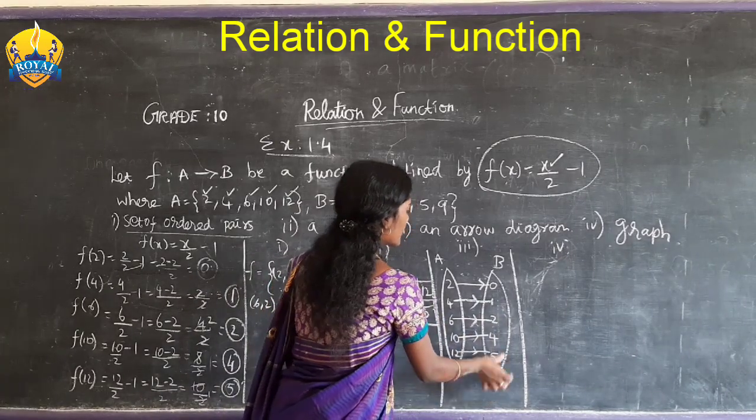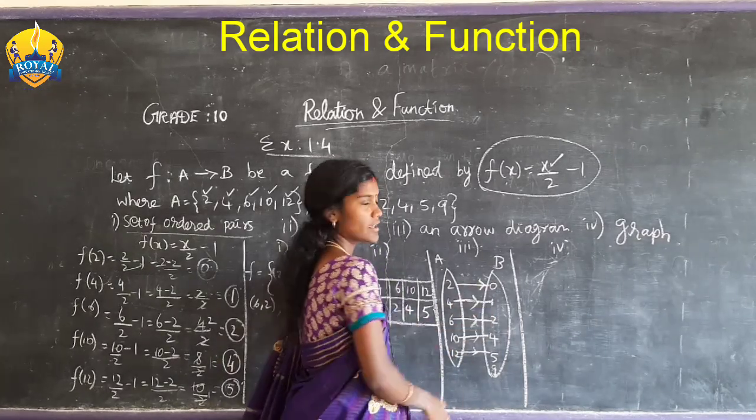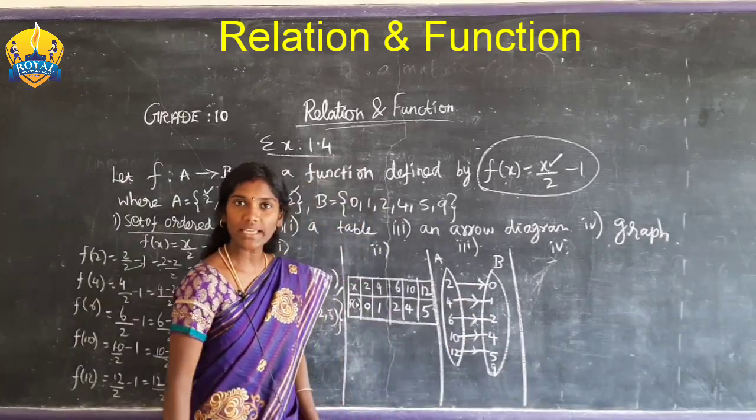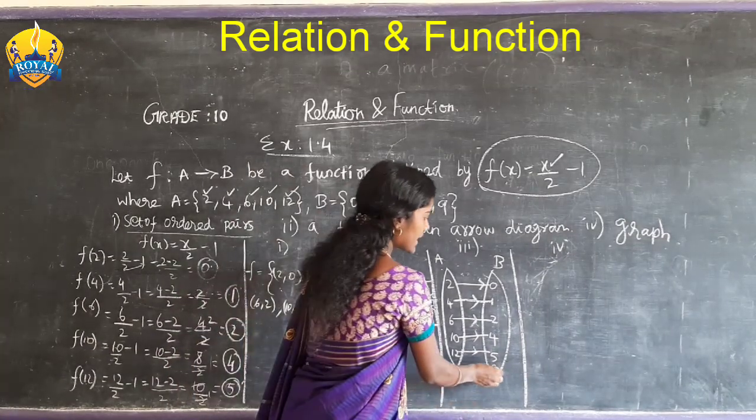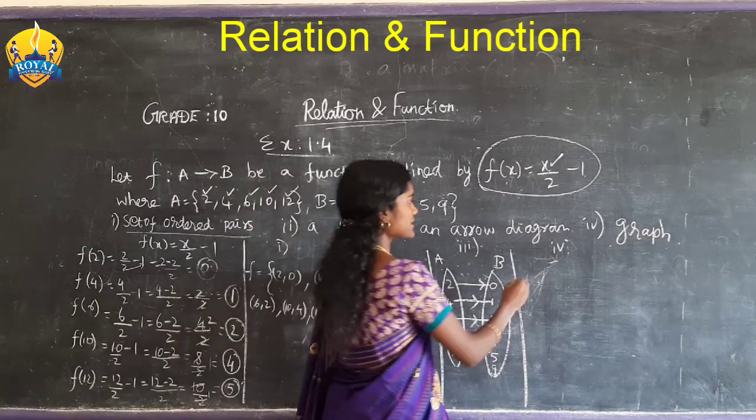Here this is a one-to-one function, and it's also an into function because this element does not have a pre-image. Next is the graph.